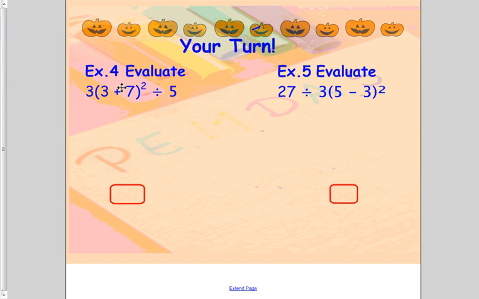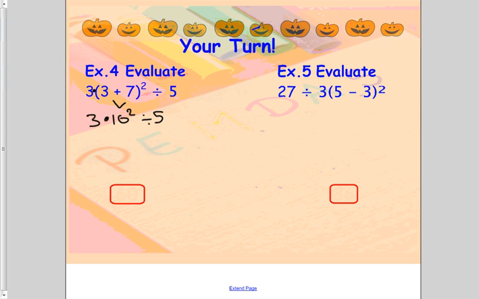Remember PEMDAS back here. First parentheses, so I'm going to do 3 plus 7 is 10. And it's going to be 10 to the second power, the answer of the parentheses to the power of 2. So now we have 3, and here's a good thing to point out. When you see a number next to parentheses, you're actually going to multiply. That means multiplication. So 3 times 10 to the second power divided by 5.